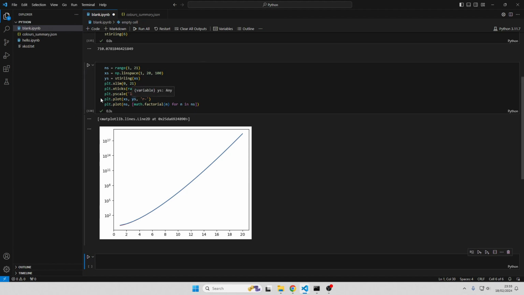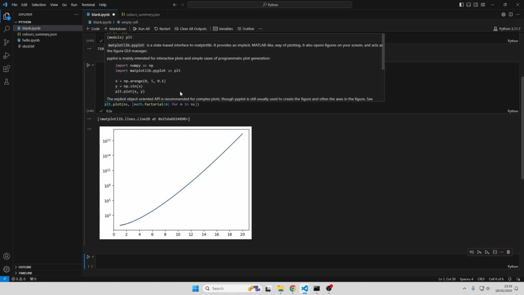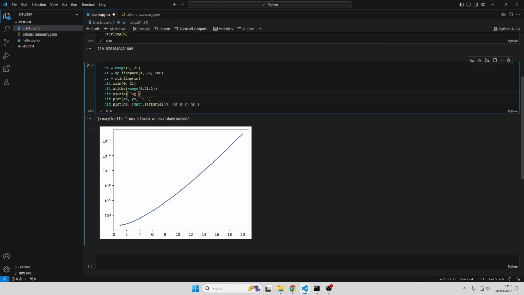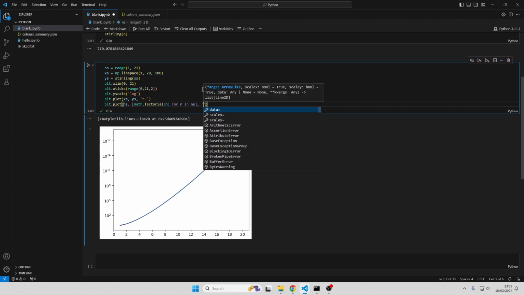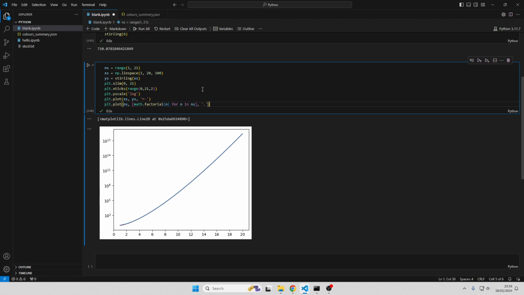But now also, we've got these correct answers here. For these, there's no real reason to join them up. It's better to make them separate dots. So we put in a little dot there. Okay, so now it does them as dots, and let's make them properly blue. B dot. Okay, so there we've got proper blue dots. The Stirling approximation is the red curve, and the correct factorials are the blue dots.